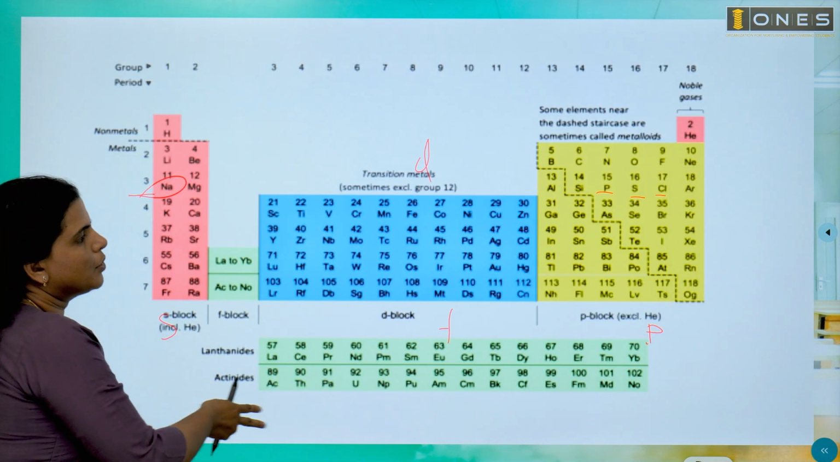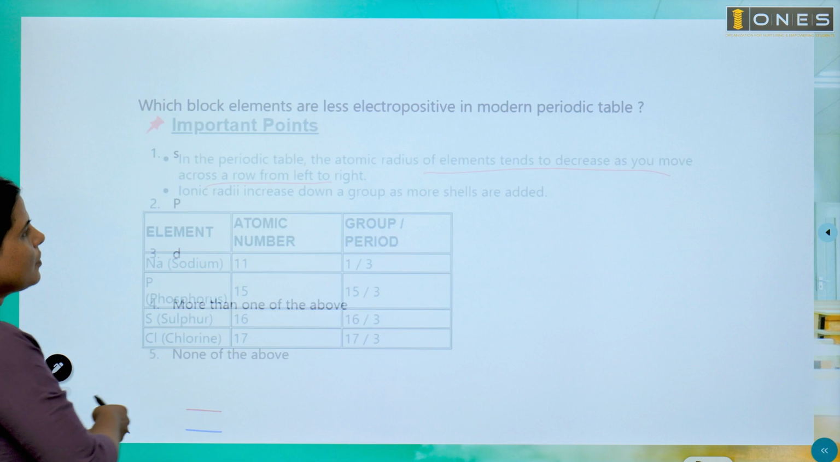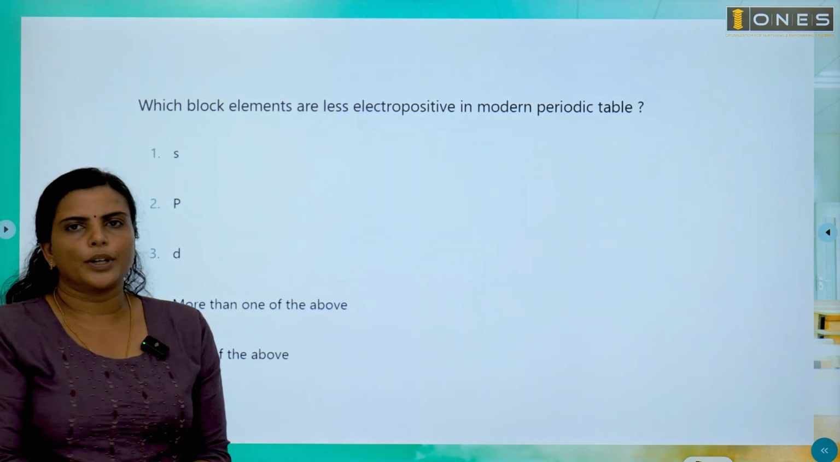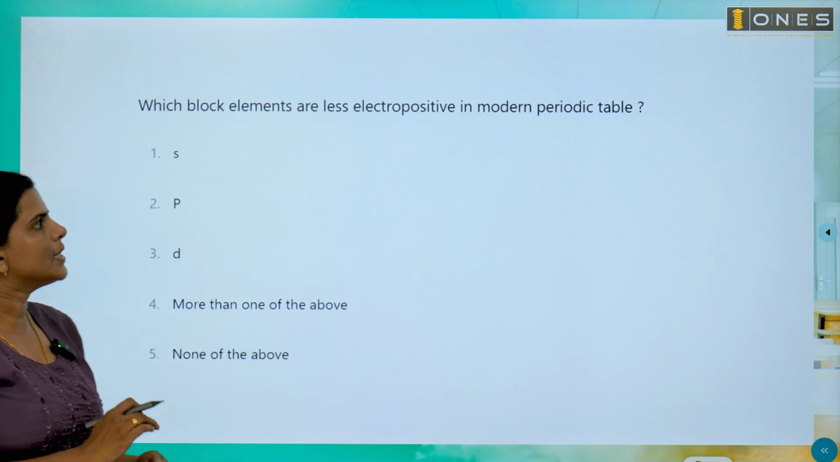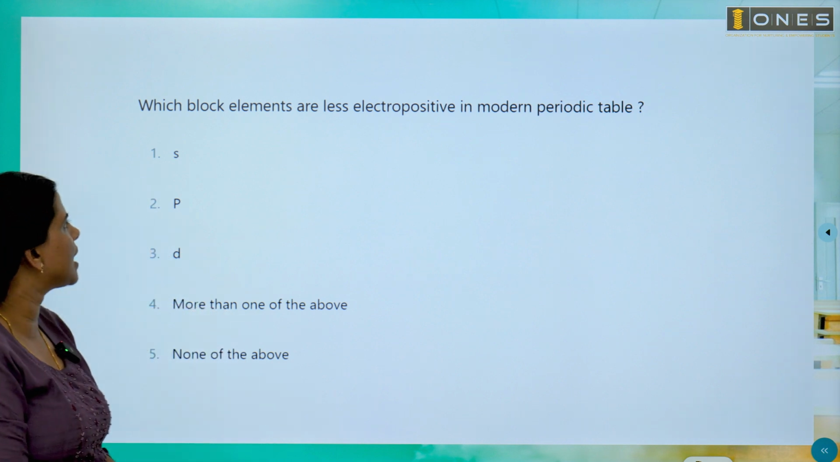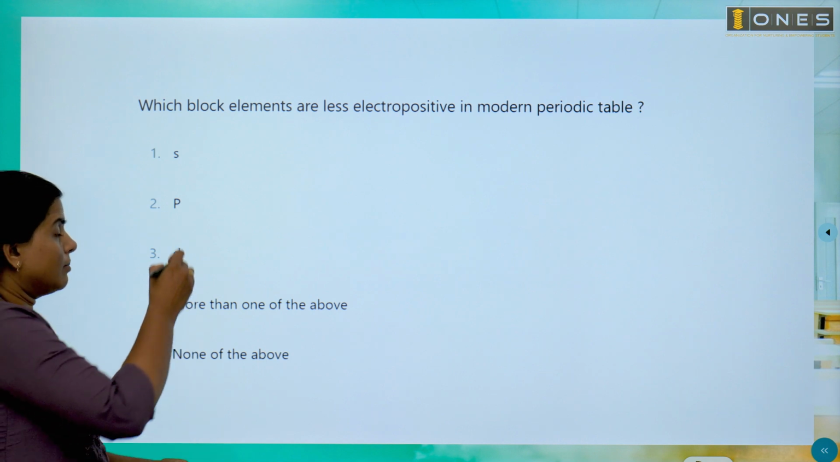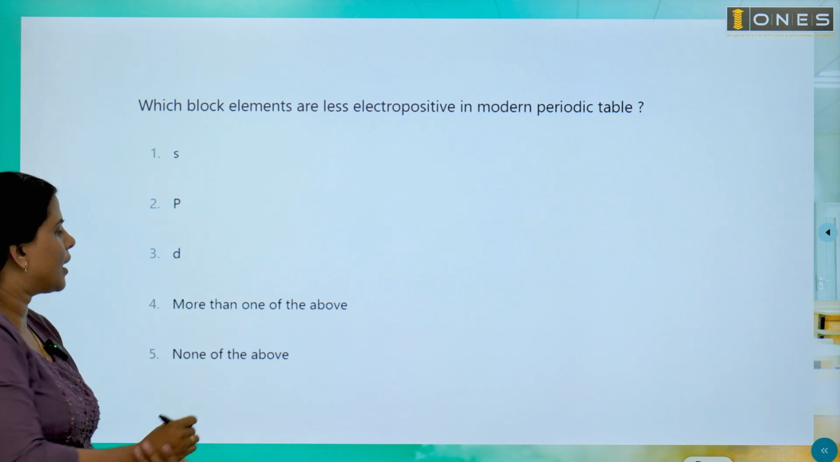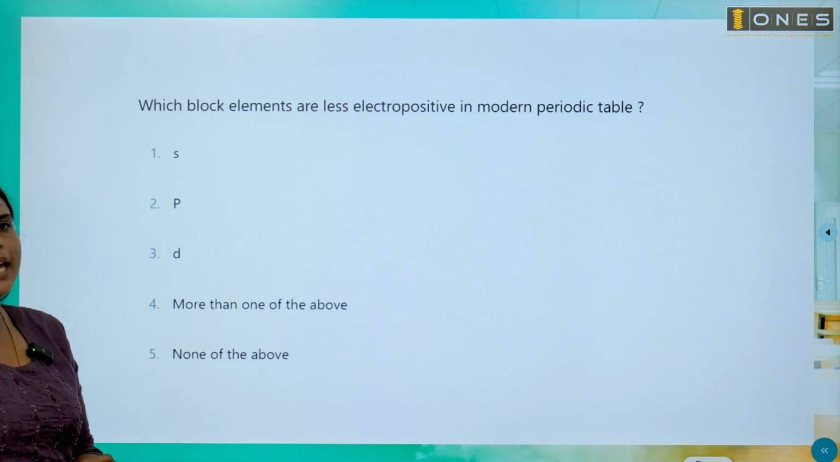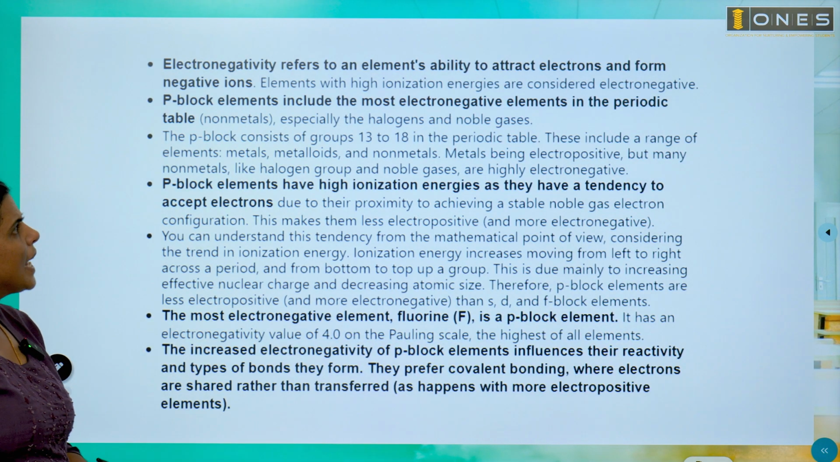Okay, we'll move to the next question. Which block elements are less electropositive in the modern periodic table? Less electropositive means most electronegative elements. The options are S block elements, P block elements, D block elements, more than one of the above, none of the above. Okay, so we'll see.